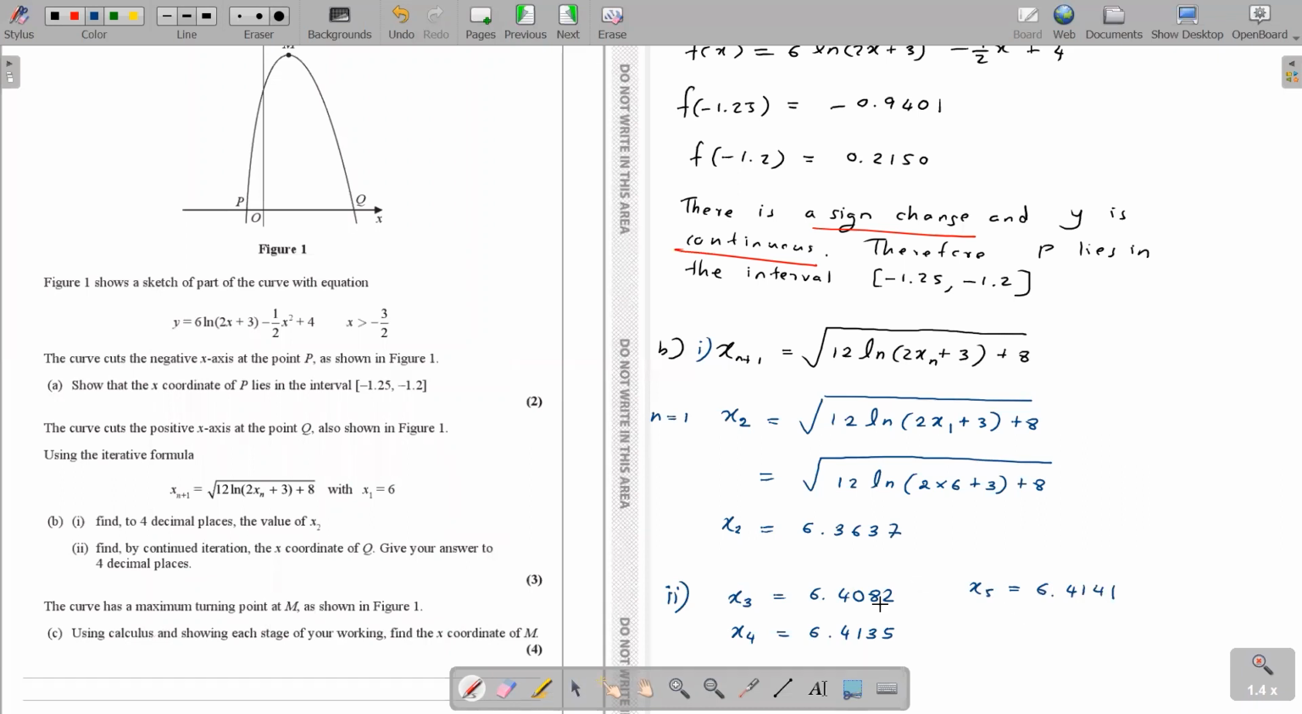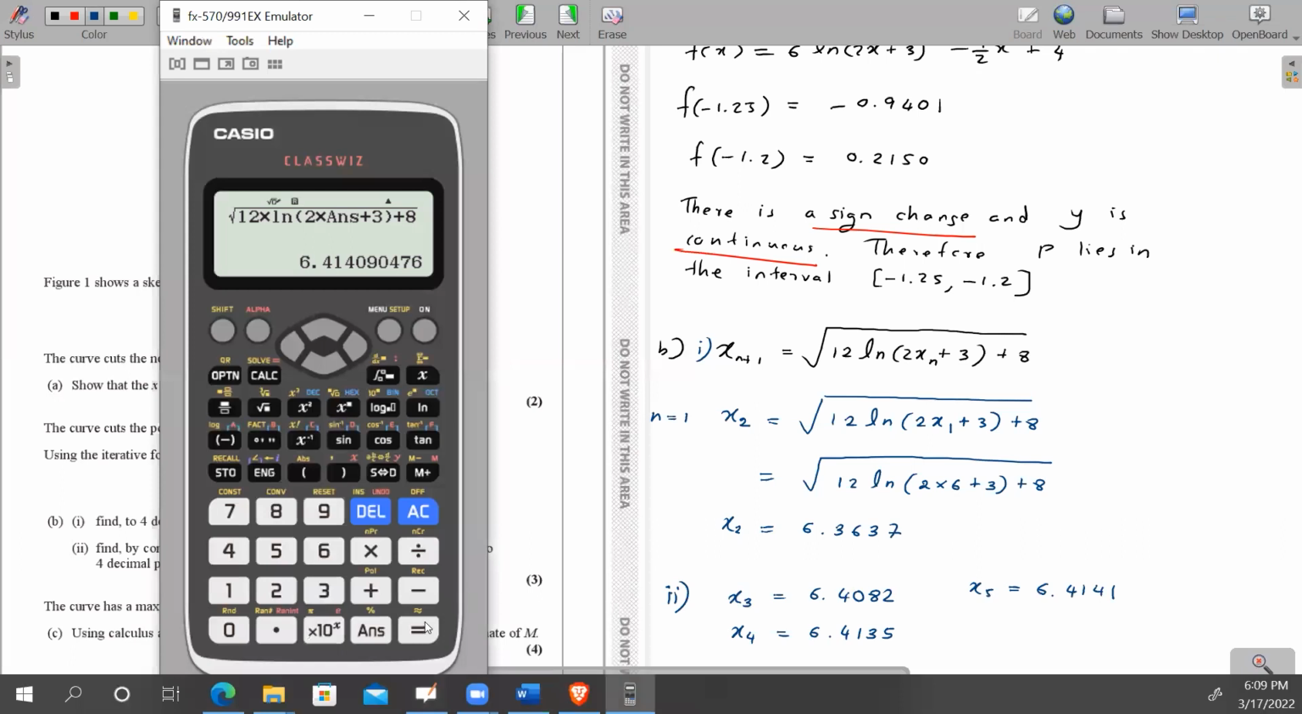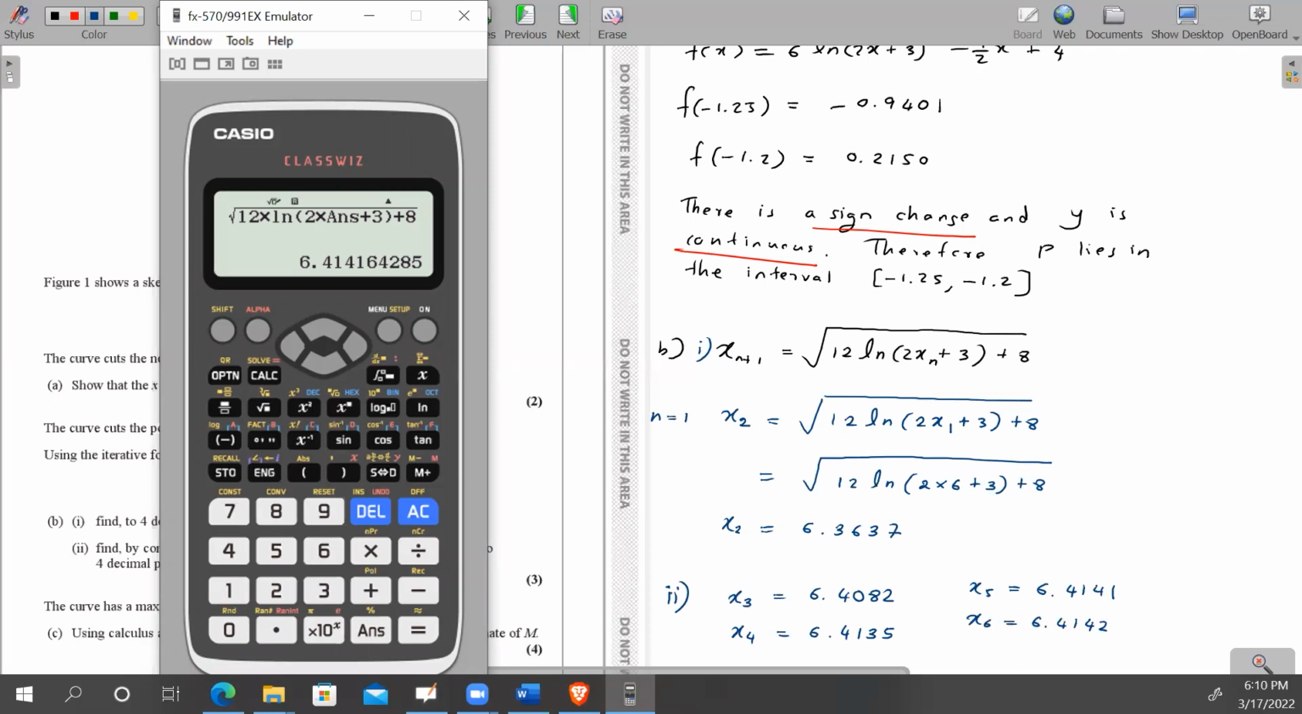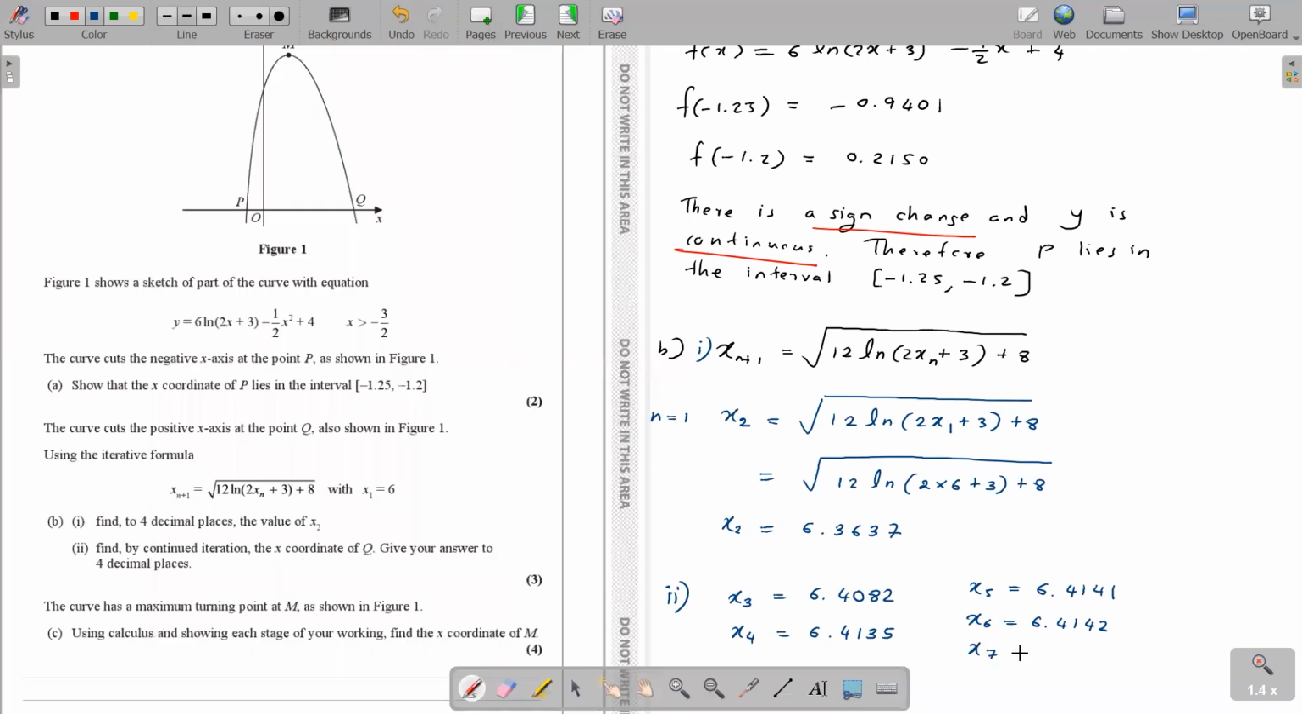So x5 is 6.4141. Is this stable yet? No, it's not stable yet. Continue. Press equal again. And now it became 6.41416, which means x6 is 6.4142, right? Are you okay with it? Then the next one, again press equal and I get 6.4142. So x7 is also 6.4142. I think it became stable. Can you see? x6, x7 are both the same.